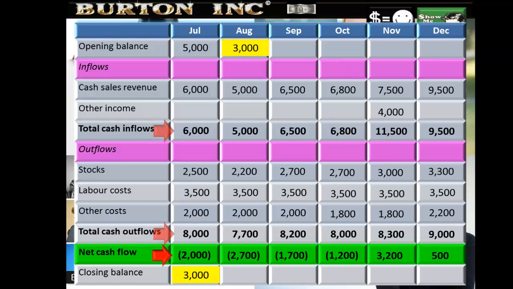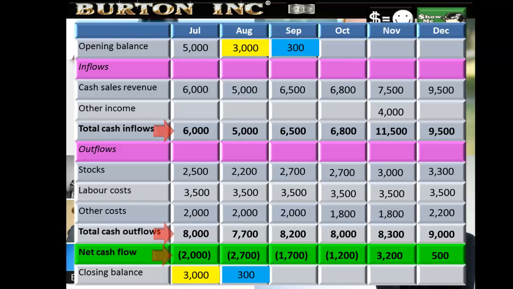Almost there. All we need to do now is calculate the closing balance and transfer that through to the opening balance of the following month. So in July we started with $5,000 and we had net cash flows of negative 2,000. So our bank balance would have been eroded, leaving us with only $3,000 in the bank at the end of July. End of July closing balance transfers through to the start of August, $3,000. We lose in net cash flow in the month of August, 2.7. So that just leaves us $300 at the end of August. Getting into trouble now.